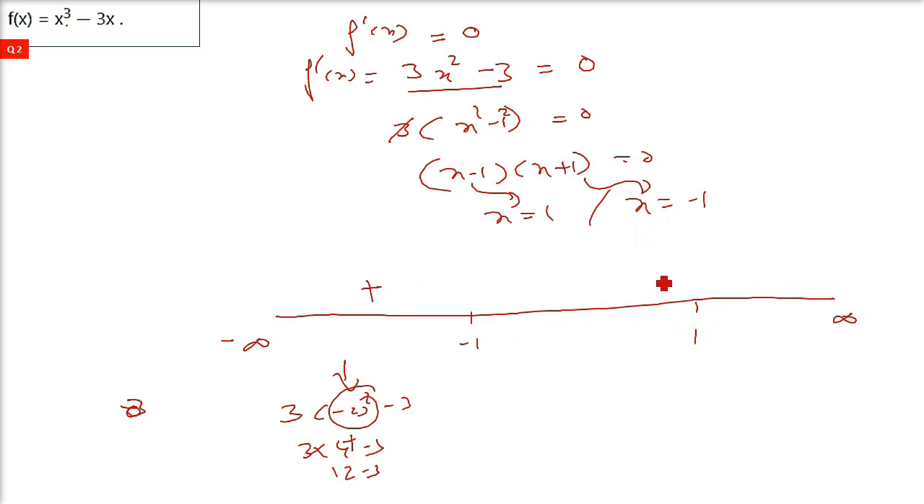Now take any value between negative 1 and 1. Just place some value, say 0. 3 into 0 square minus 3, you get a negative. So you can place a negative here. Alright. Now coming to 1 to infinity. Any value which is higher than 1, you can place 2 here.